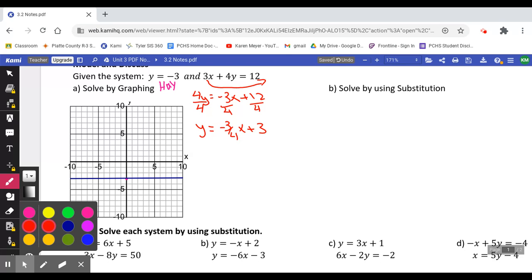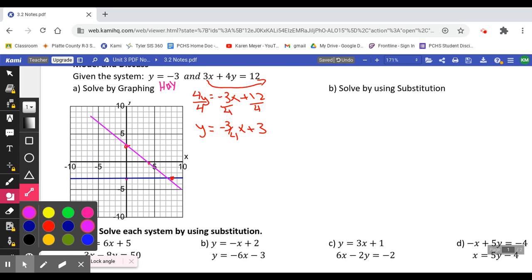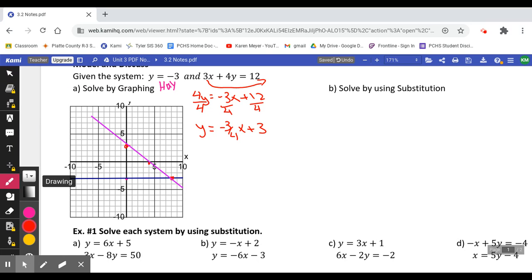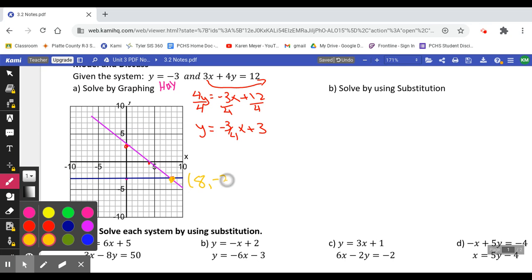So graph my y-intercept first, which is 3. And then my slope is down 3, right 4, down 3, right 4. And then I'm going to draw a line. And then you're going to notice that the lines will intersect right here. And this point is 8, -3.